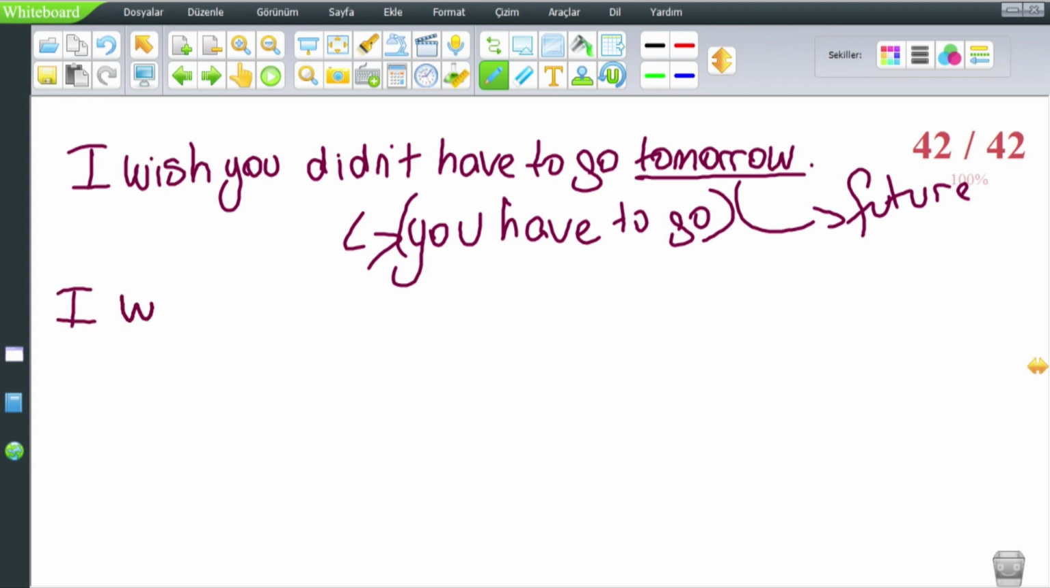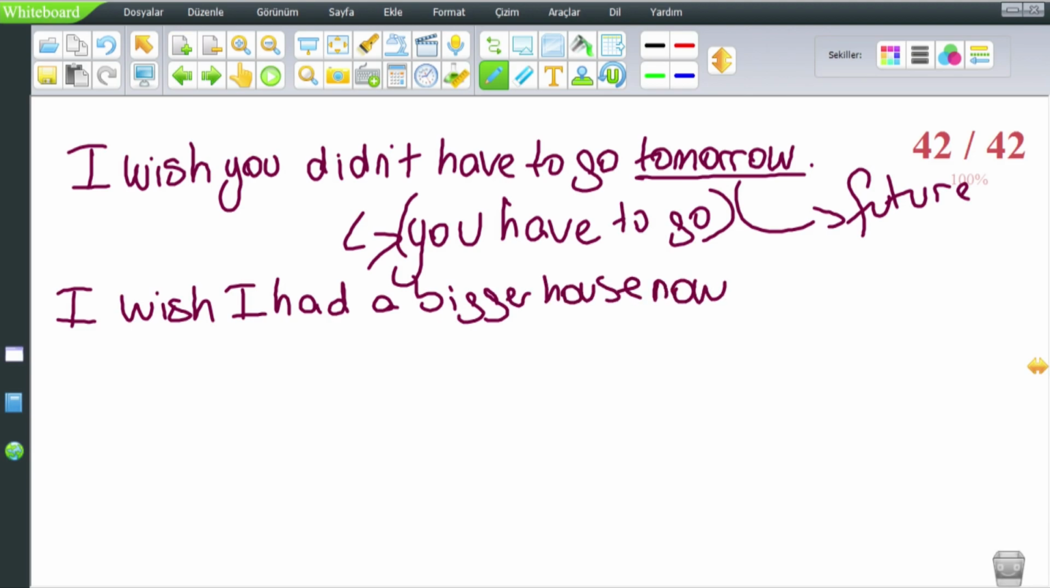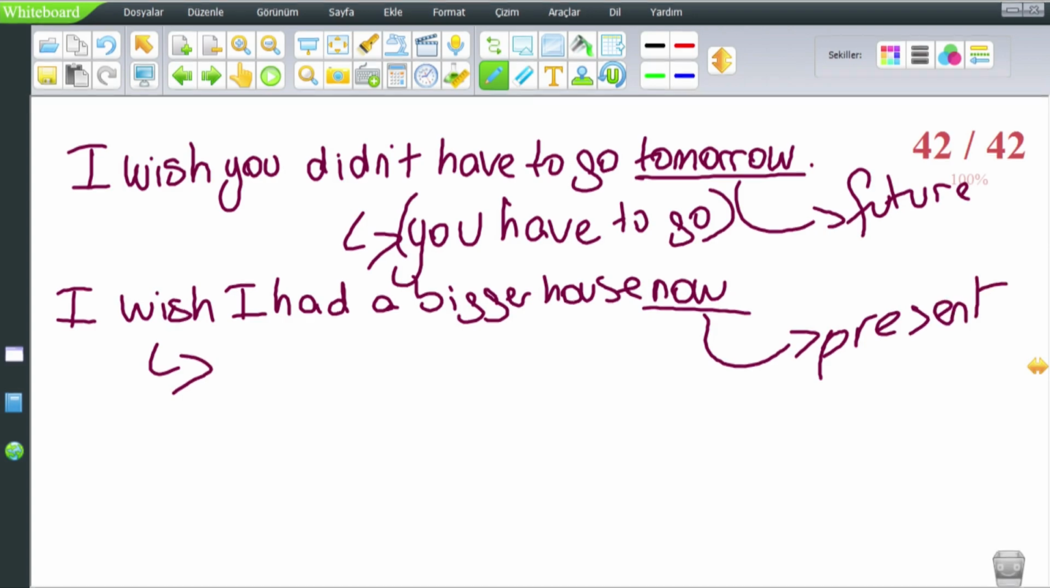I wish I had a bigger house now. It is a wish for present, but it means that I don't have it.